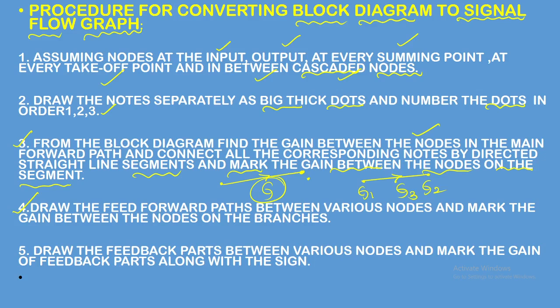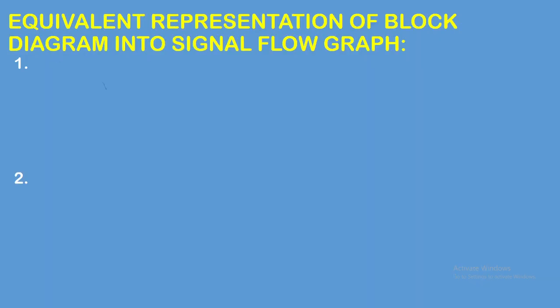Next, after that you will have the feedback paths. If any feedback paths are there, those also have to be identified. Then you can represent them with the various nodes and mark the gain of that feedback path also with the sign. Sign is very important, so you should mark these feedback elements with the sign, whether it is a positive sign or negative sign. See how we are going to convert a summing point to a signal flow graph.